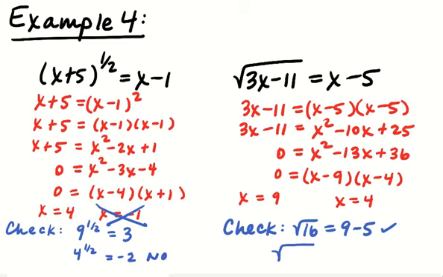Okay, but I say 4 times 3 is 12 minus 11 is 1. Is the positive square root of 1 equal to 4 minus 5? No, the positive square root cannot be negative. So this one's out.